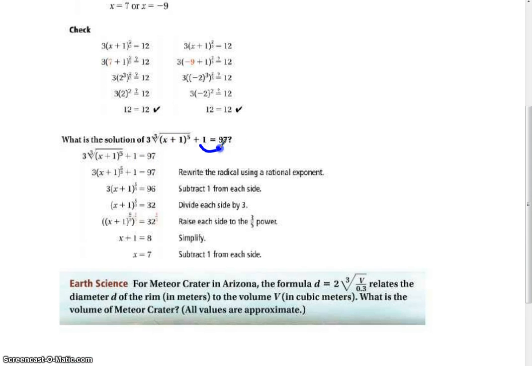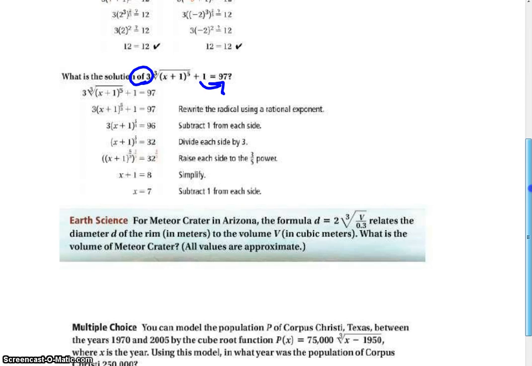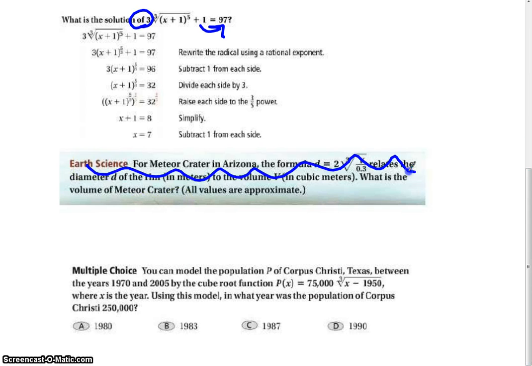For this problem, you're going to move the 1, then you're going to move the 3, then you're going to cube both sides. All right, going down to the bottom, we're going to omit this one. We'll deal with something like that in a minute.